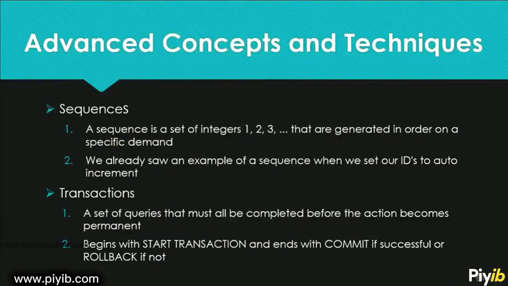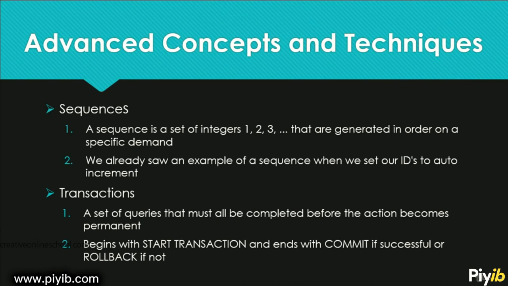Hello, and welcome to the last video in this lesson. In this video, we're going to cover sequences and transactions. A sequence is a set of integers, such as 1, 2, 3, that are generated in order on demand. We already saw an example of sequences when we set our IDs to auto-increment in our tables. They go up by 1 automatically. That is, in fact, the most common type of sequence. A transaction is a set of queries that must all be completed before the action becomes permanent.